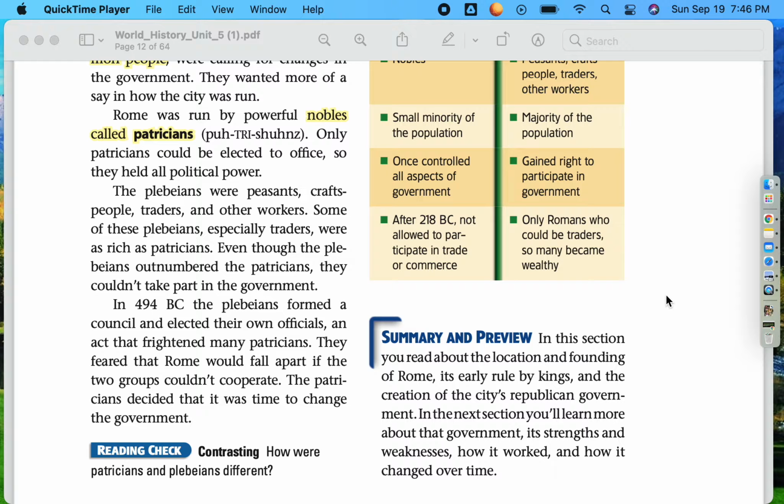So, what do the plebeians do? They fight back the only way they know how. And they don't have to fight back with weapons. They can fight back by basically saying, we're not going to do any work for you, patricians. We're going to set up our own government. Even though the plebeians outnumbered them, they couldn't take part in government, but by 494, so we're looking in the first 15 years of this government, the plebeians will form their own government within Rome. They elect their own officials, their own council, and this frightens many of the patricians.